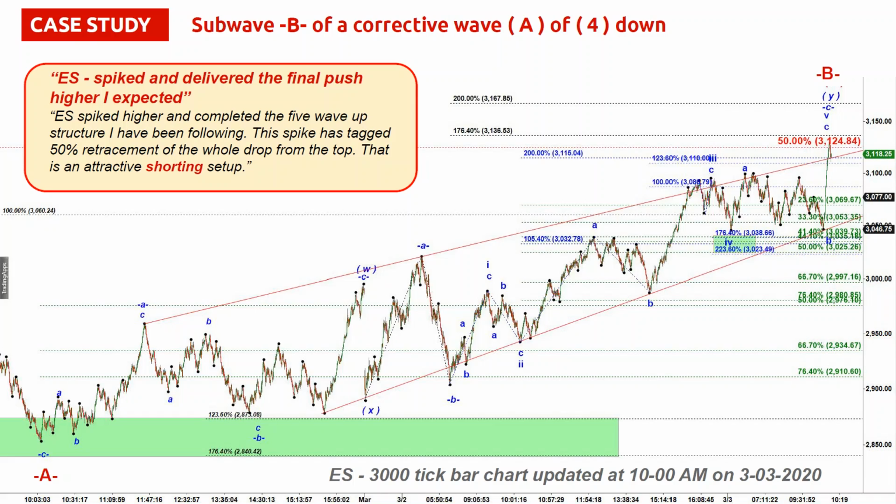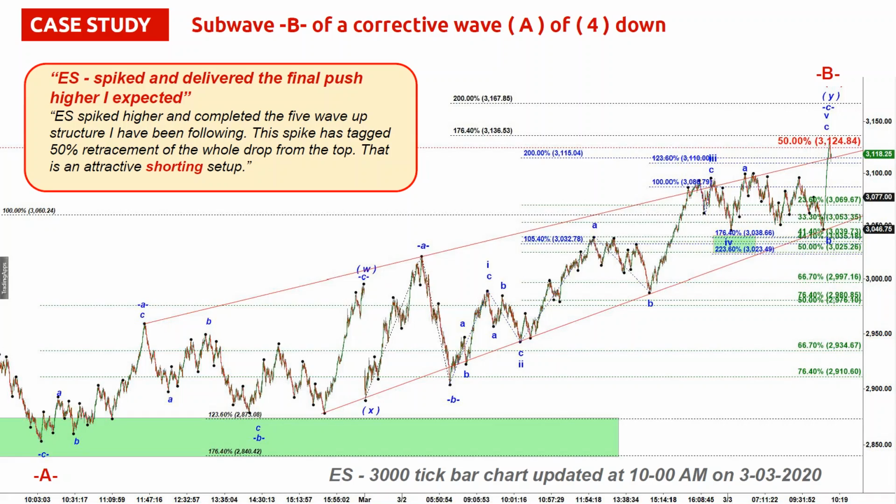And this is what I wrote to my subscribers at 10 o'clock in the morning, immediately after that spike: ES spiked and delivered the final push higher I expected. ES spiked higher and completed the 5-wave up structure. This is our 5-wave up structure. It started from here, and it got completed here. This spike has stacked a 50% retracement of the whole drop from the top.